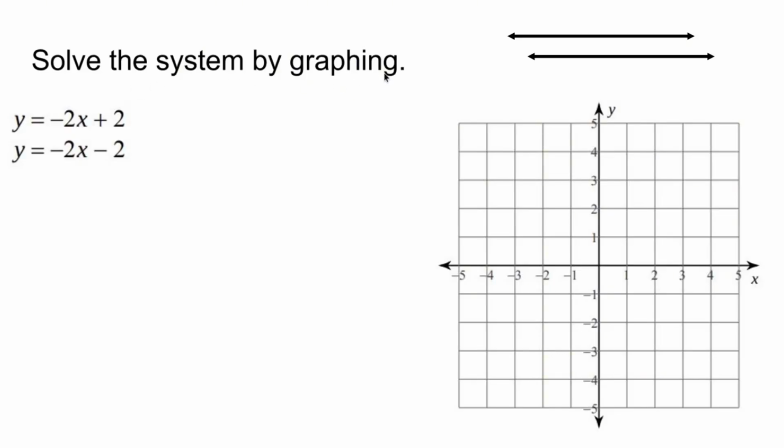Solve this system by graphing. I'm given two equations in slope-intercept form. When y is all by itself, the number in front of x is my slope, and the number floating around is my y-intercept. Now, I'm going to graph this guy first by noticing that my slope is -2. But you know what? I'm going to write that as -2/1 because I want to think rise over run thoughts. And my y-intercept is +2.